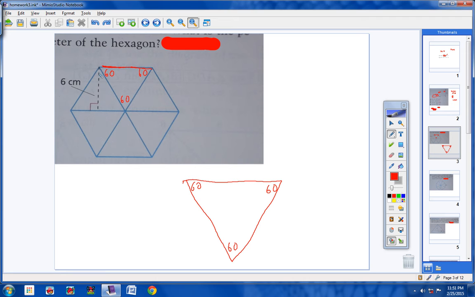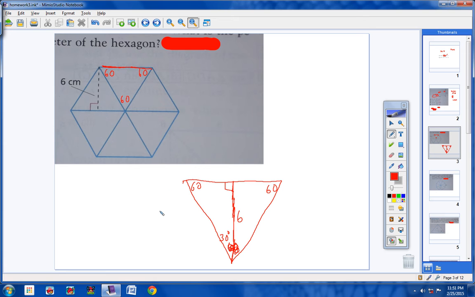Notice they tell me the altitude is 6. See this altitude right here? So if I draw an altitude in this triangle here, it's going to be 6. And we learned this a long time ago. Anytime you draw an altitude in an equilateral triangle, it divides the angle in half. So this is 30, this is a right angle, and this height here is 6.